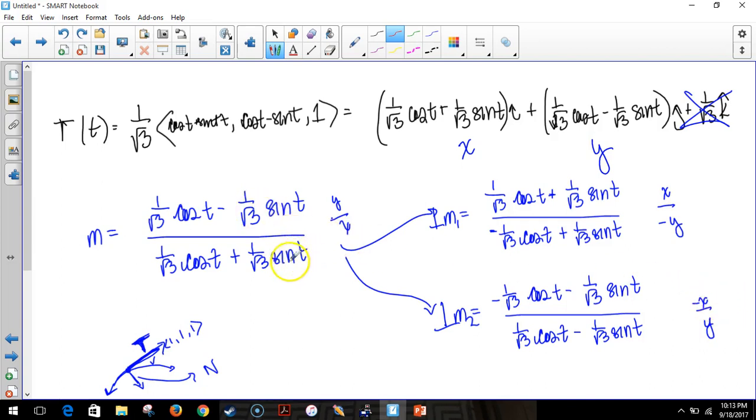So if I say flip, I know this comes up, and so I'll have the negative 1 over radical 3 cos plus a 1 over radical 3 sine. This will head down, but I want to negate it, so now he's negative and this is positive. That's one of the options.